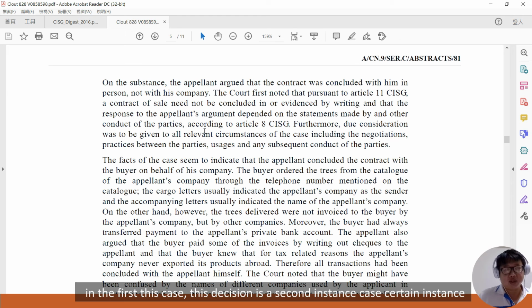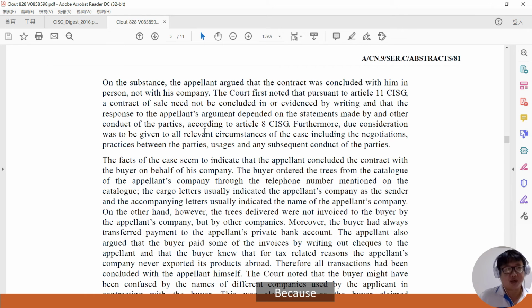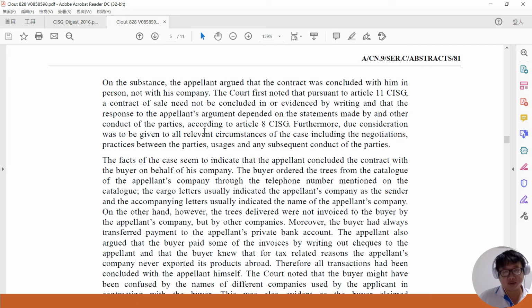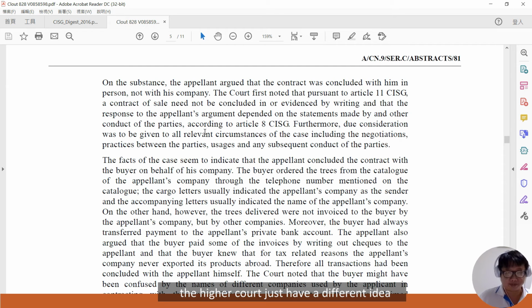This decision is a second instance decision. In the first instance, the Dutch person lost the case because the judge considered the real seller to be a Dutch company, not a Dutch person, so he rejected his claim. But in the second instance, the higher court had a different idea.